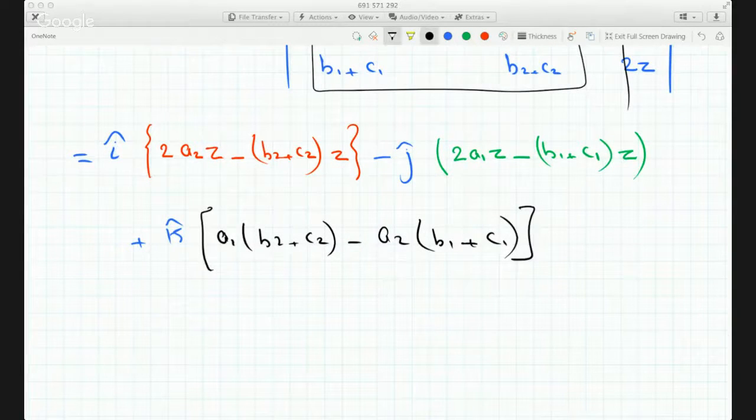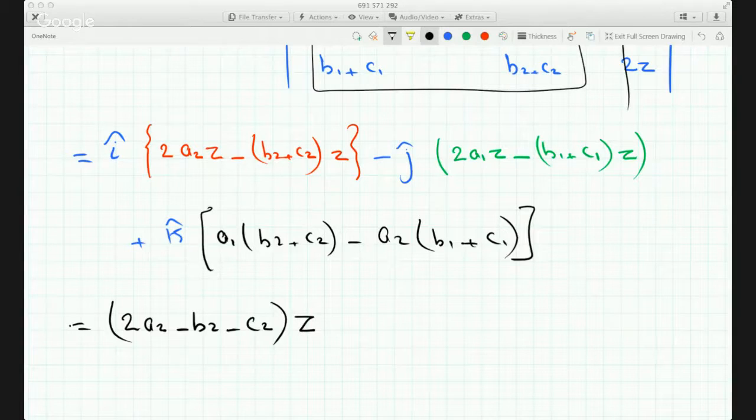Okay, let's massage this a bit. So we get 2 A2 minus B2 minus C2, all multiplied by Z. I took this as a common factor. Alrighty. And we could do the same exact thing with the other guy.